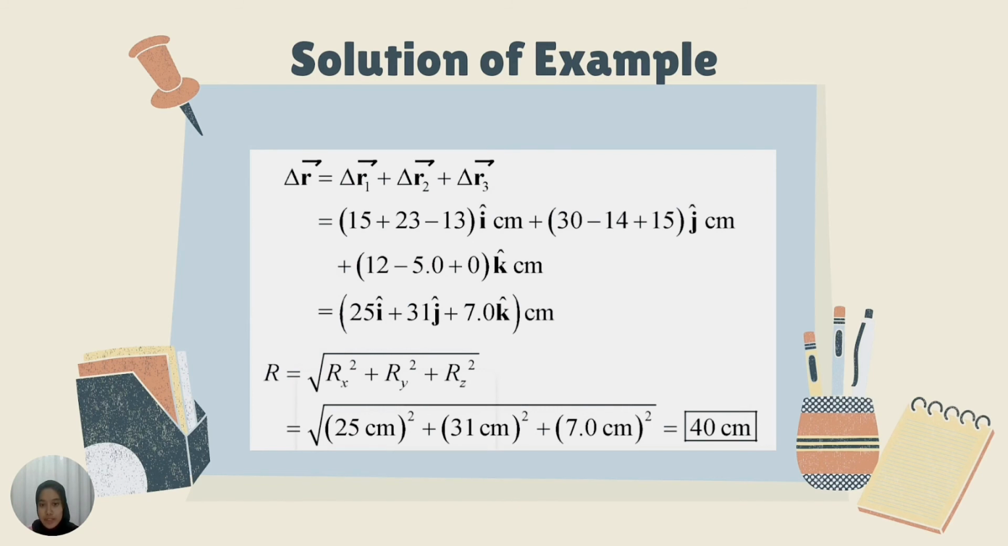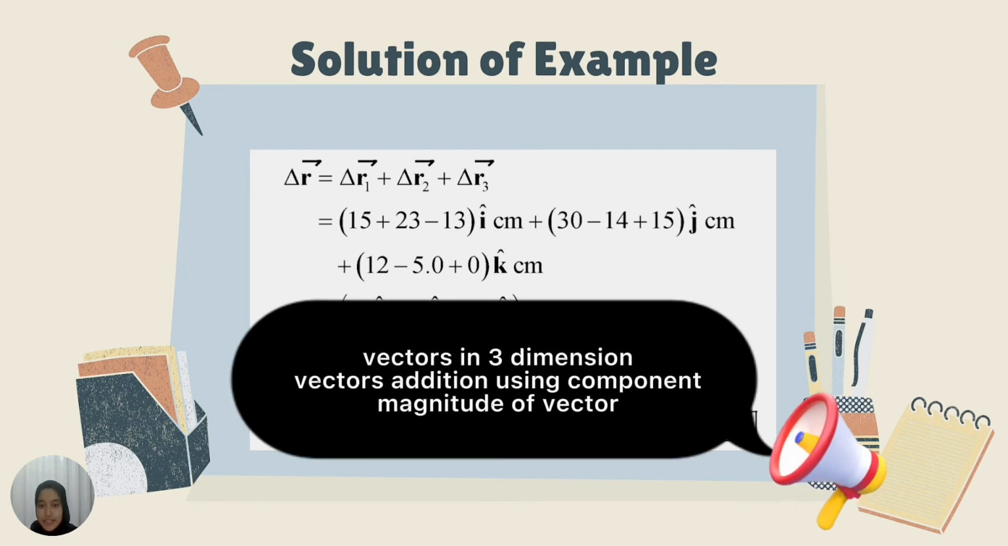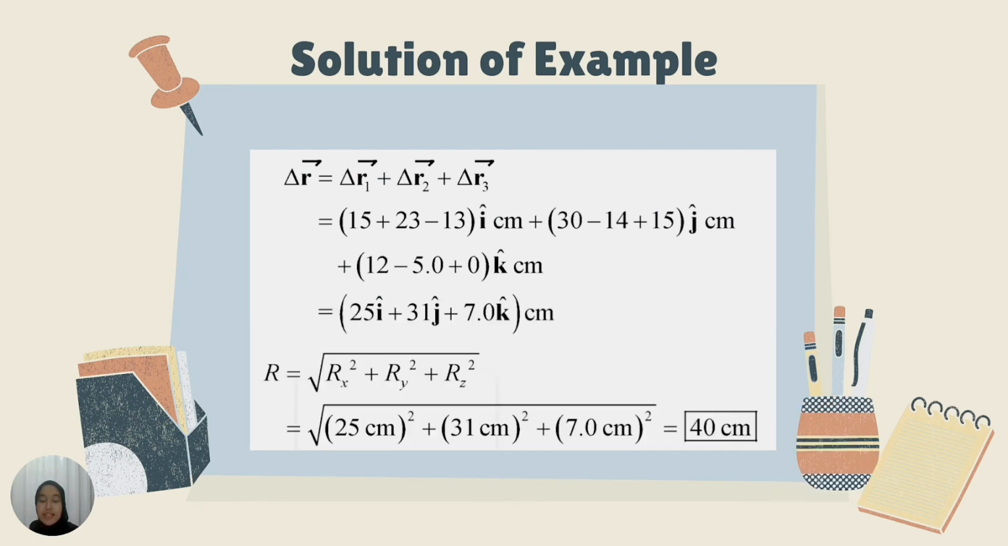So for the solution of this example, we must solve this question using the 3 unit vectors that we have discussed just now. This vector has 3 dimensions, so firstly, we must add all the vectors using components: for i, the x component, for j, the y component, and for k, the z component. So we must add all of the vectors separately according to their components.